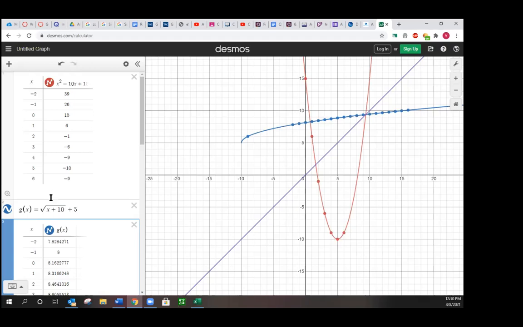Okay, so then that means for this problem, we would have to restrict the domain, right? Hold on, let me share my other screen again.